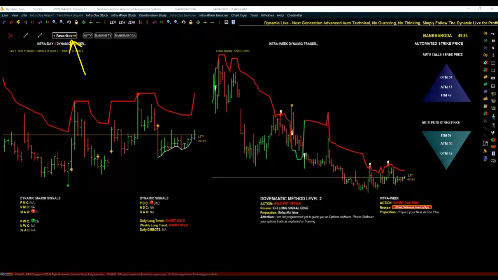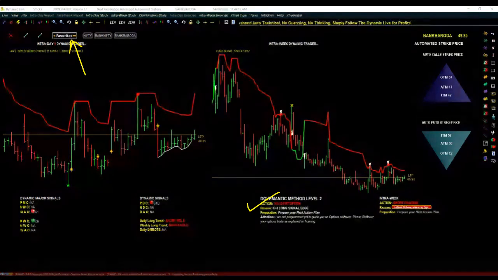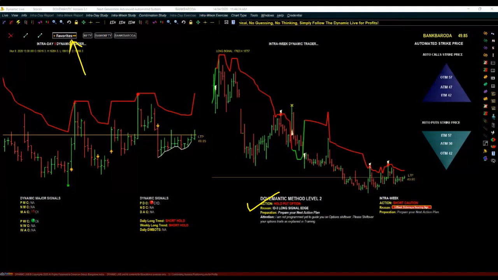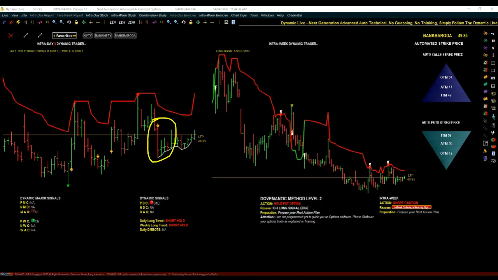So once I have selected Bank of Baroda, my job is to look at what the action information is telling me to do. As of now, it is telling me to hold the put option in Bank of Baroda. Somewhere at this point in time, it had told us to get in. So we would have already got into a short position and we are still holding on to it. Sorry, not here. It is here somewhere when it has told us to buy a put option.